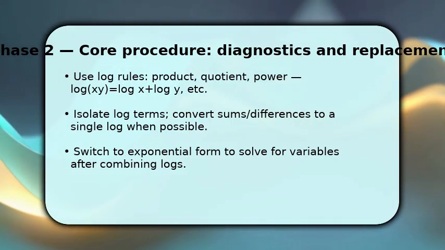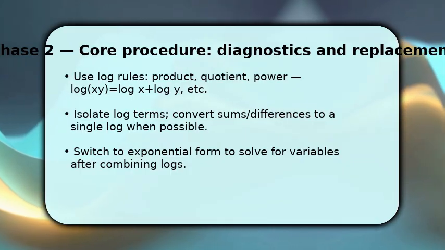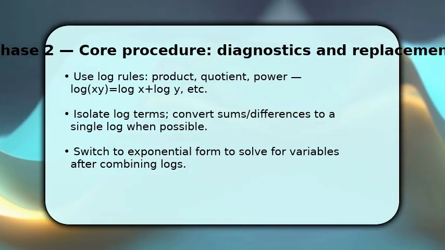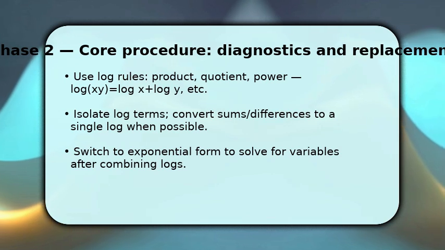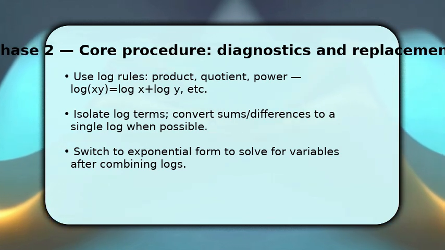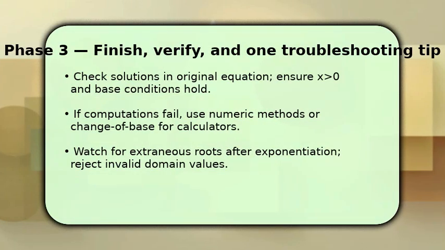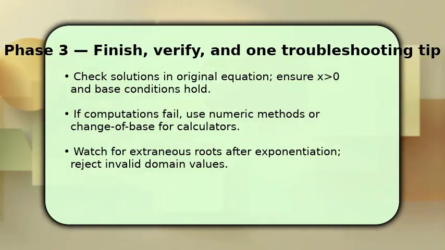Make sure to check domain constraints after solving, because extraneous solutions can appear when you exponentiate or divide by expressions. You finish by substituting solutions back into the original equation and confirming they obey domain rules. If a value yields x less than or equal to 0 or an invalid base, discard it.